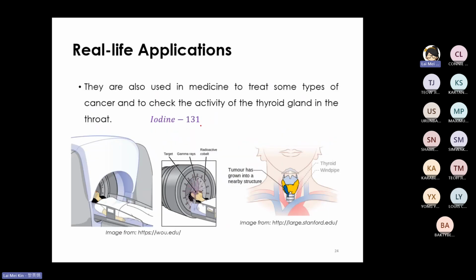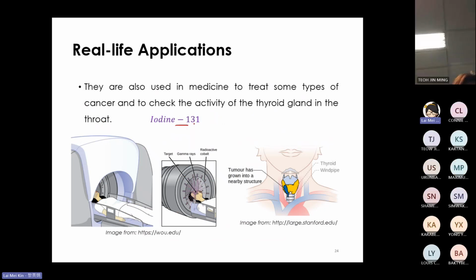Next, in the medicine field, we have iodine-131. In our neck here, we have something called the thyroid gland. This thyroid gland is going to produce a substance, so we can use iodine to test. You eat an iodine pill and then they put you in a machine, and they check whether the gland is functioning or not.